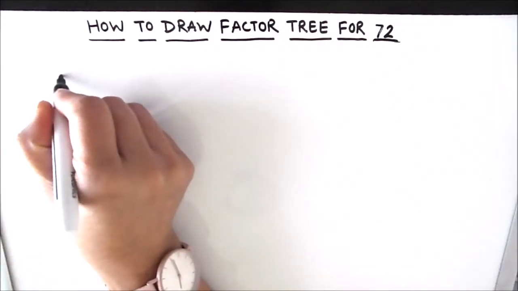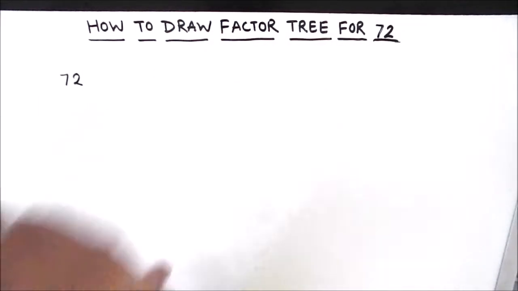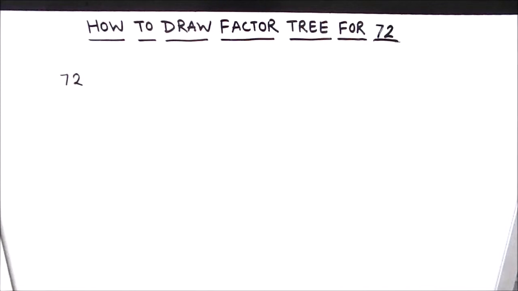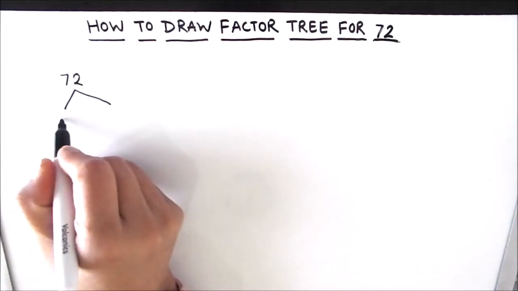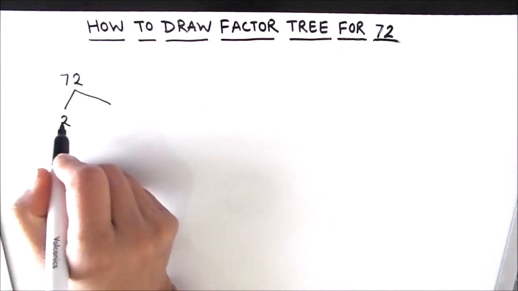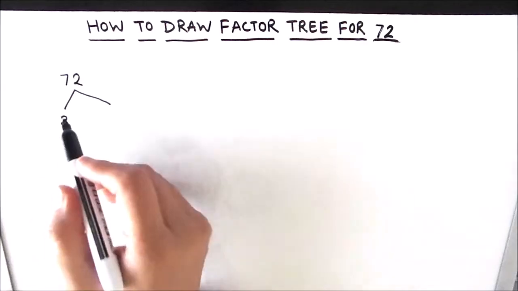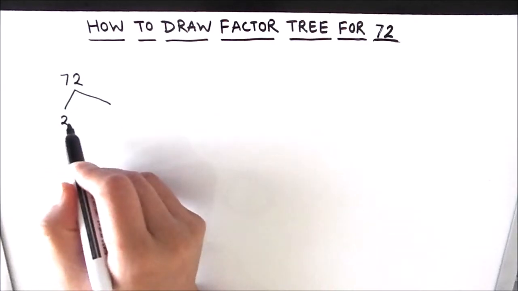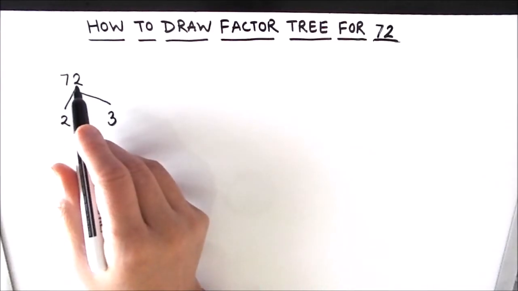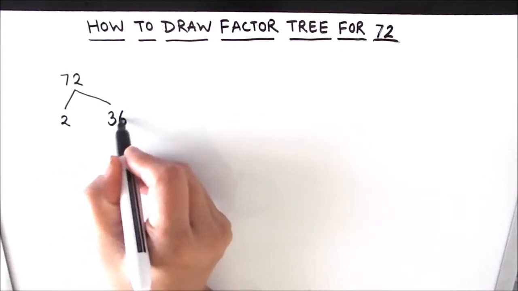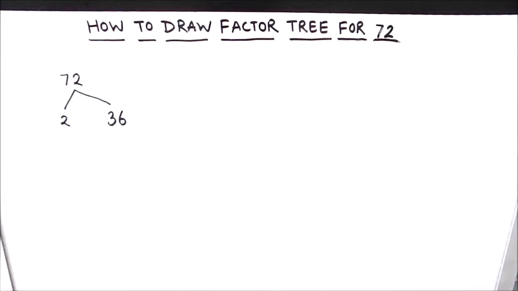For that, we are going to write 72 and we'll write two factors of 72 such that one of the factors is a prime number. We can break 72 into two numbers such that one of the factors is 2. The other factor we can find out by dividing 72 by 2. 2 times 3 is 6, 1 is remainder, this becomes 12, 2 times 6 is 12. So 2 times 36 is 72.